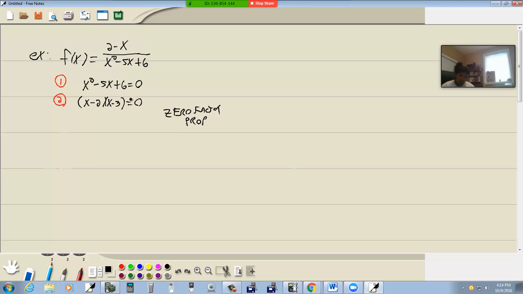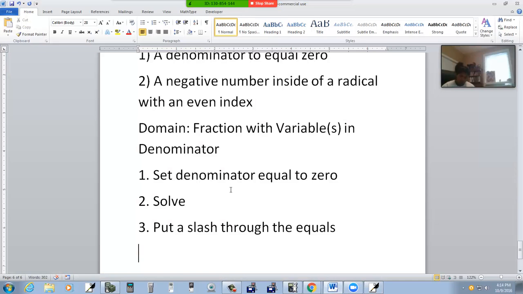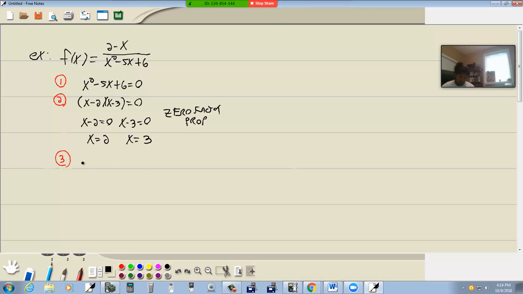If you get 0 on one side and you factor the other side, you set each factor equal to 0. So I'll set x minus 2 equal to 0 and x minus 3 equal to 0. And then you solve for x. So take negative 2 over, take negative 3 over, and I get x equals 2 and x equals 3. Now these are the values that you cannot have. So step 3 says put a slash through the equals. So x cannot equal 2 and x cannot equal 3.